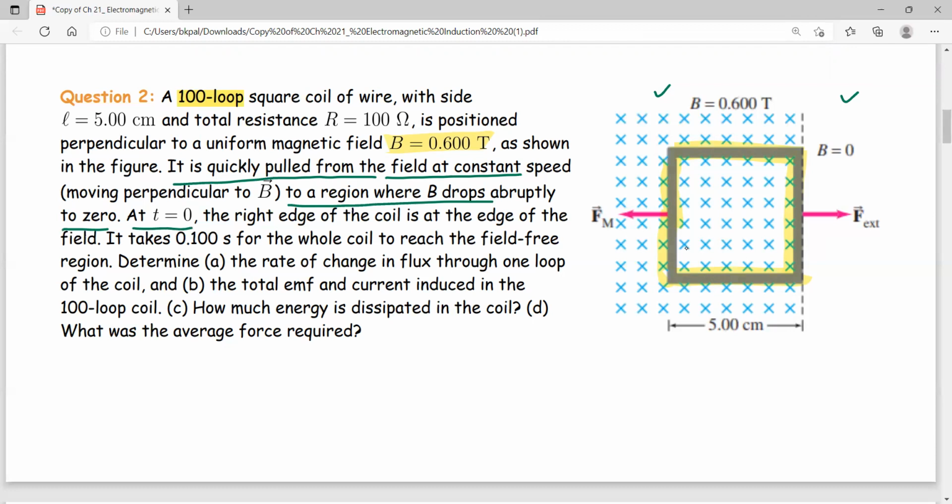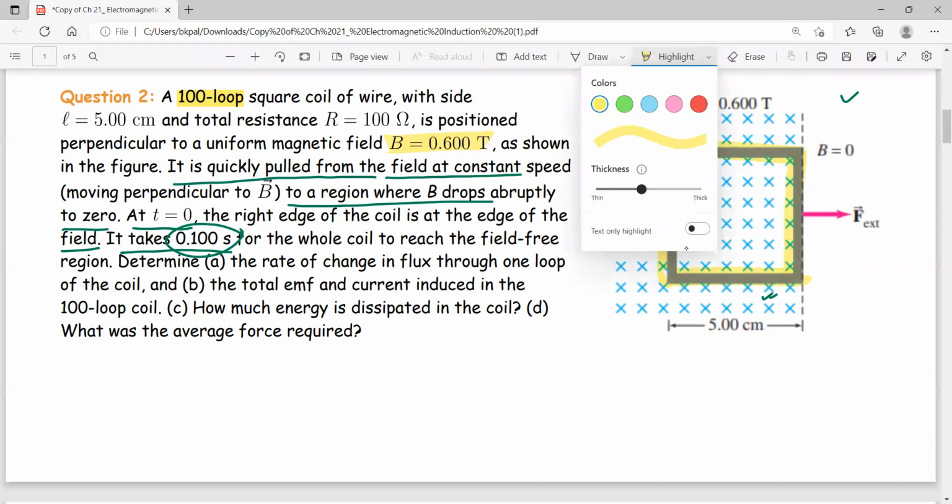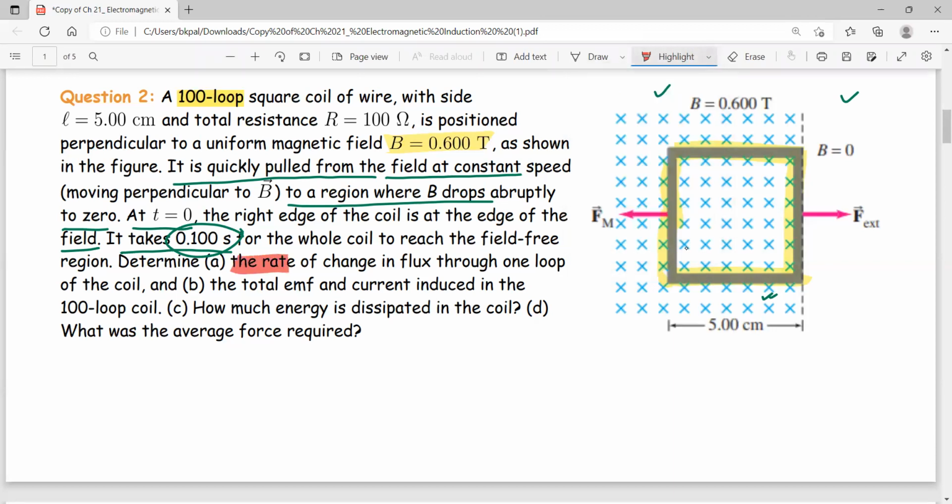Now it says that at t equal to 0, the right edge of the coil is at the edge of the field. So that means what is shown here, and it takes this much time for the whole coil to reach the field free region. The time it takes to go from the magnetic field to zero magnetic field is 0.100 second. So with this information, we have to calculate the rate of change of the flux.